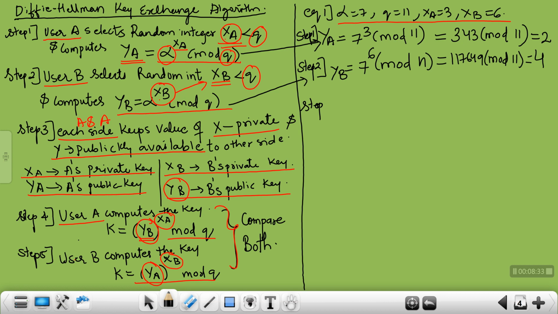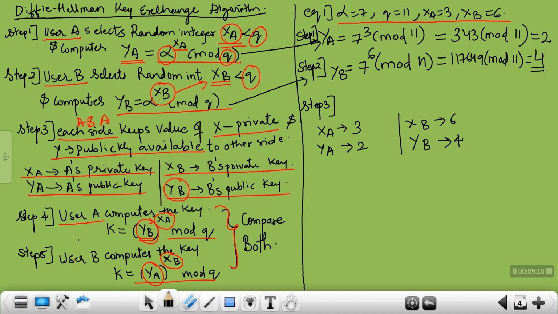So in step number 3, I will just write down my XA, which is nothing but the private key of A, and my YA, which is the public key of A. XA is given to us as 3, and YA is what we have calculated, that is 2. Similarly, XB is the private key of B, which is given to us as 6, and YB, the public key of B, that we have calculated is this value 4. So this is your private key and public key.